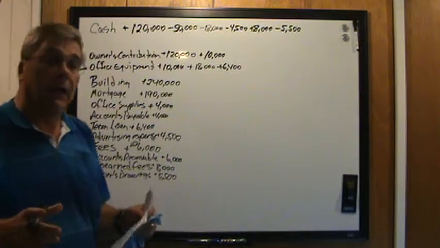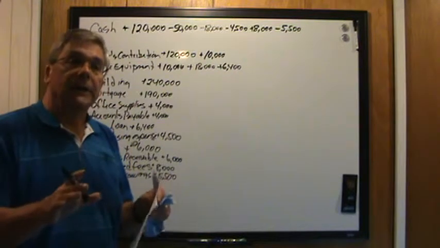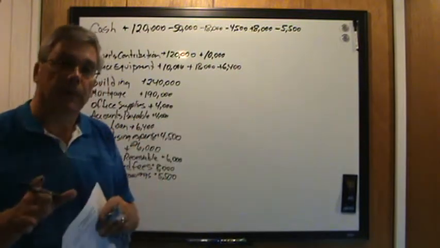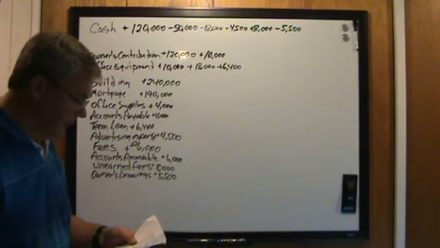We don't really care or need to know what the 5,500 was for. All we need to know is that the owner withdrew it from the business, and the same effect as far as the business statements go.